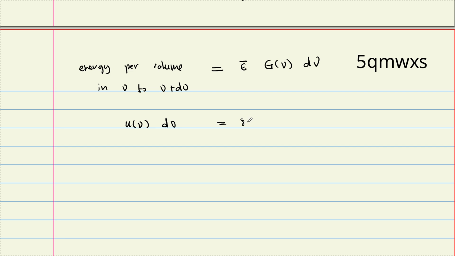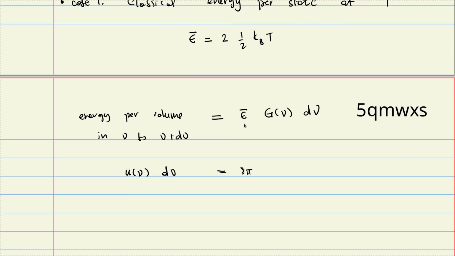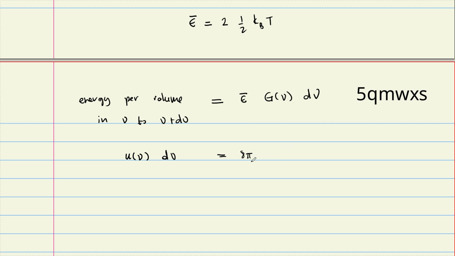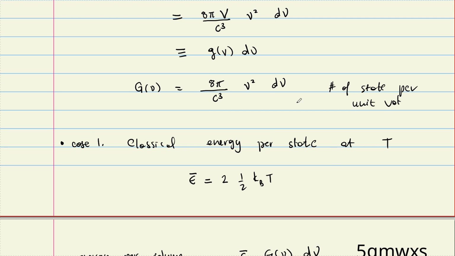This is 8. I think this is supposed to be pi cube, right? Or maybe not pi cube. This is 8 pi. So this is c cube. And this is kT coming from this E bar. And this is nu square d nu. And this nu square d nu comes from here.